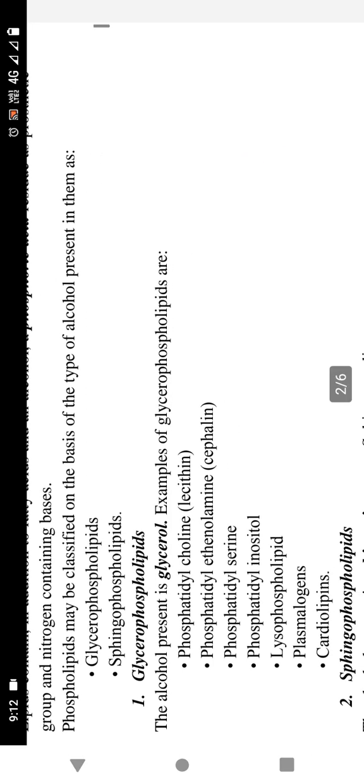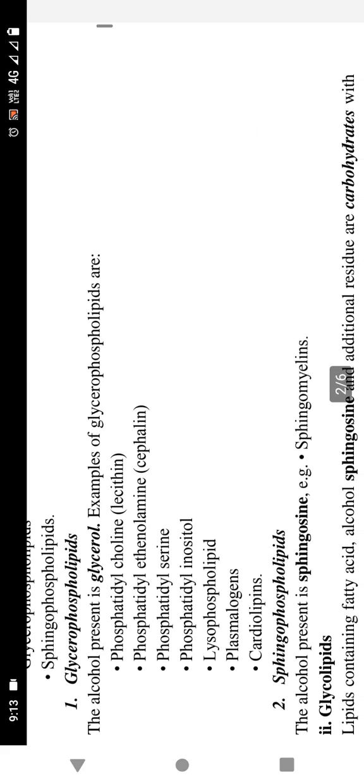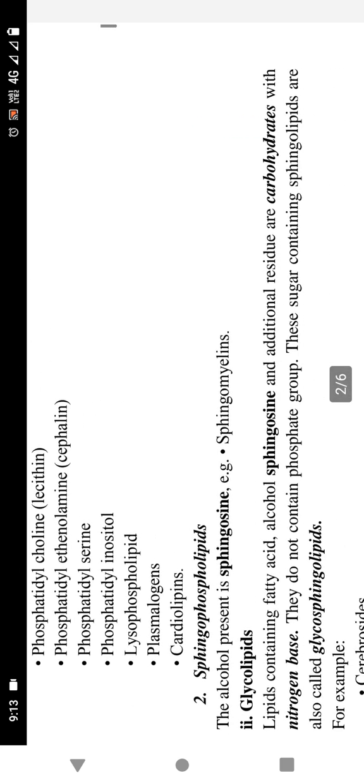Many glycerophospholipids are present inside our body and control many functions. They are phosphatidylcholine, phosphatidylethanolamine, phosphatidylserine, phosphatidylinositol, lysophospholipids, plasmalogens, and cardiolipins. We will study them one by one in the next classes. The next type of phospholipid is sphingophospholipids. Sphingosine is the alcohol in these phospholipids, and all other components are the same.